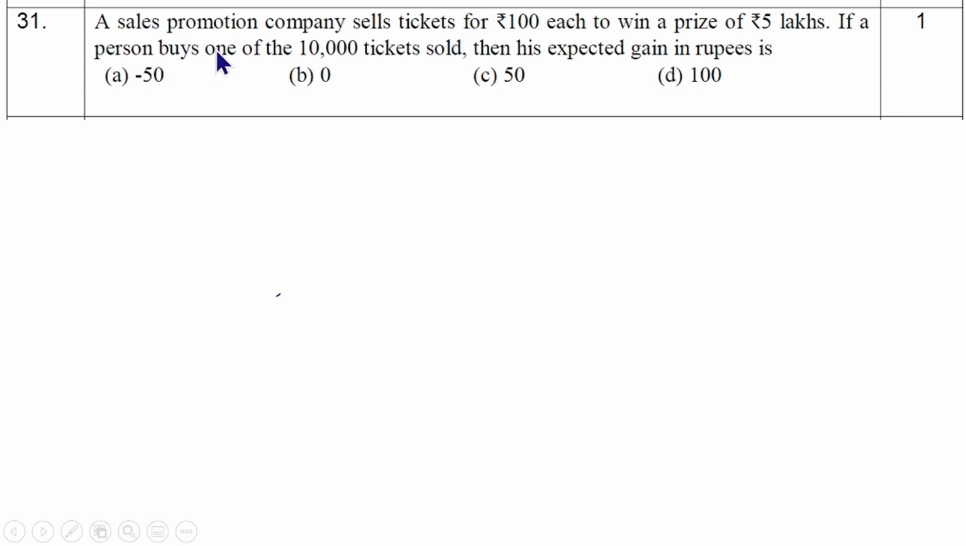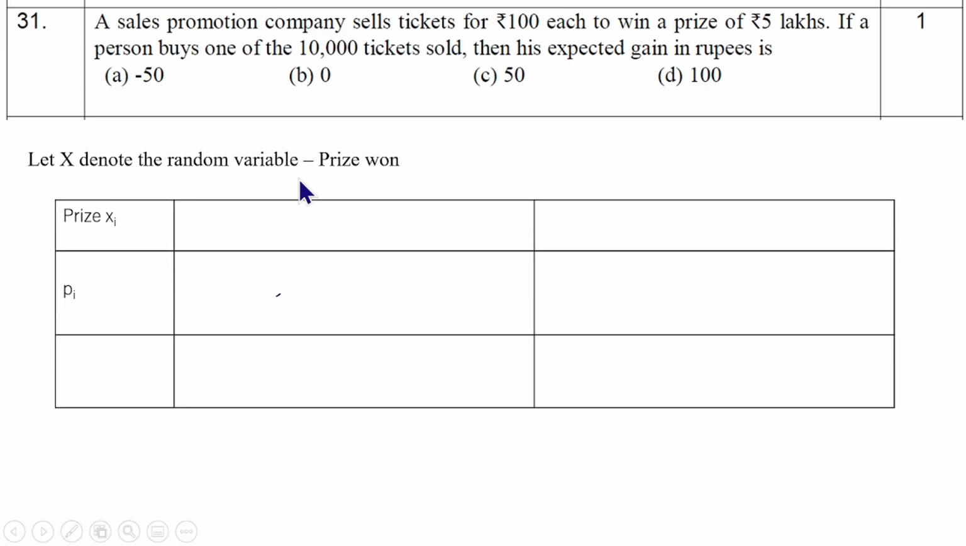Next question. A sales promotion company sells tickets for rupees 100 each to win a prize of rupees 5 lakhs. If a person buys one of the 10,000 tickets sold, then his expected gain in rupees is. So here it is given a sales promotion company sells tickets for 100 rupees each and the prize is rupees 5 lakhs. If a person buys one of the 10,000 tickets sold, then we need to find the expected gain.